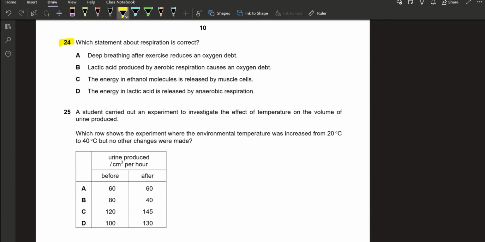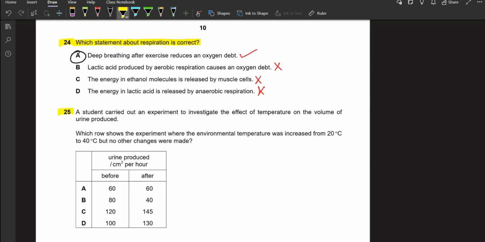Question number 24. Which statement about respiration is correct? Option A. Deep breathing after exercise reduces an oxygen debt, which seems correct. Option B. Lactic acid produced by aerobic respiration causes an oxygen debt, which is wrong. Option C. The energy in ethanol molecules is released by muscle cells, which is also wrong. Option D. The energy in lactic acid is released by anaerobic respiration, which is also wrong. So the correct option would be option A.